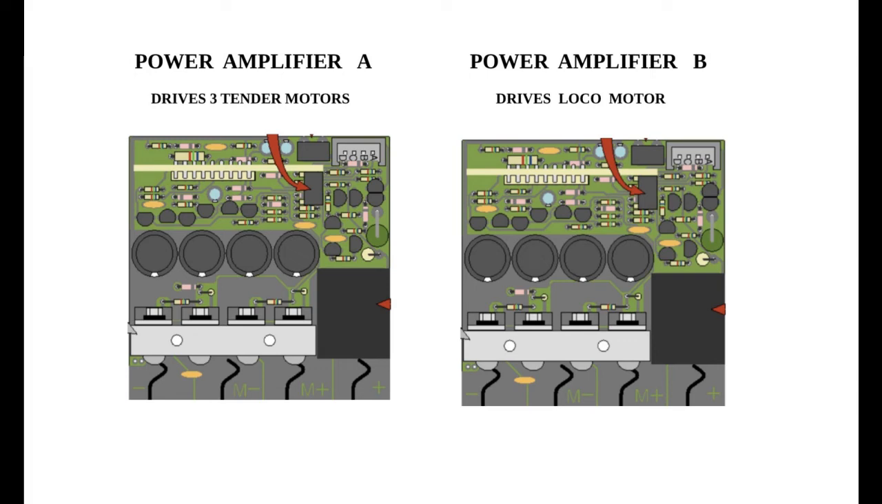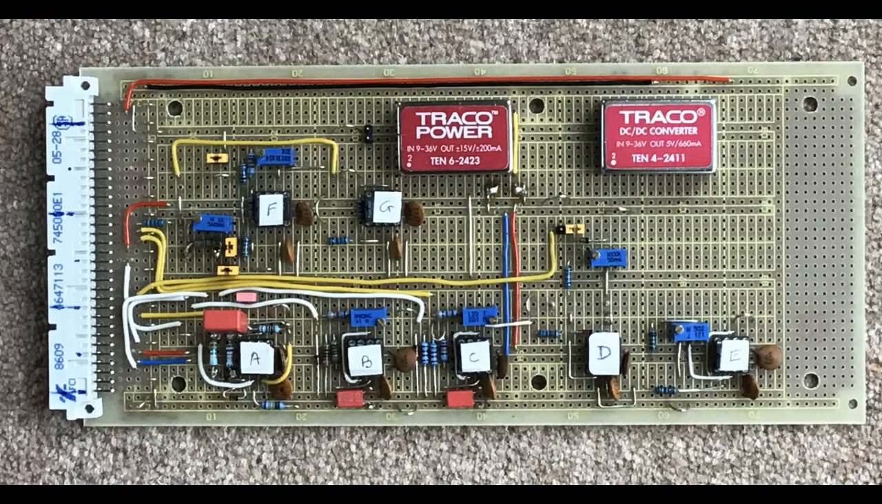This Part 5C explains how the control strategy was implemented. There are 3 circuit boards mounted in the tender: power amplifier A, which drives the 3 tender motors, power amplifier B, which drives the locomotor, and the control board, which I will describe first.